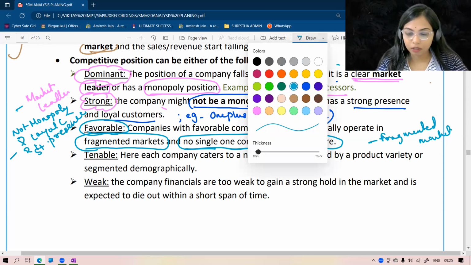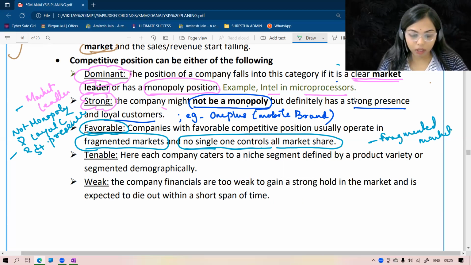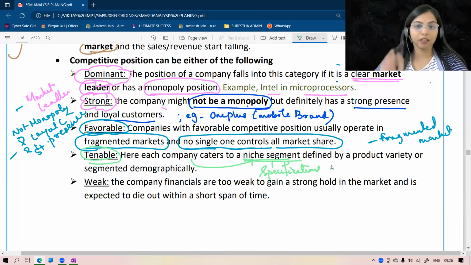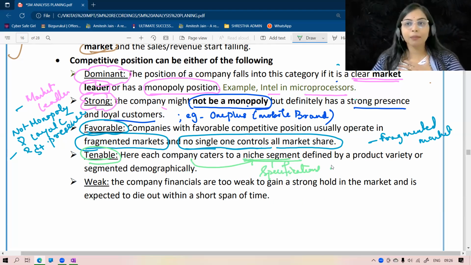Next coming is what? Tenable. What is tenable? Tenable means here each company caters, means it distributes, to a niche segment. Niche means specifications.